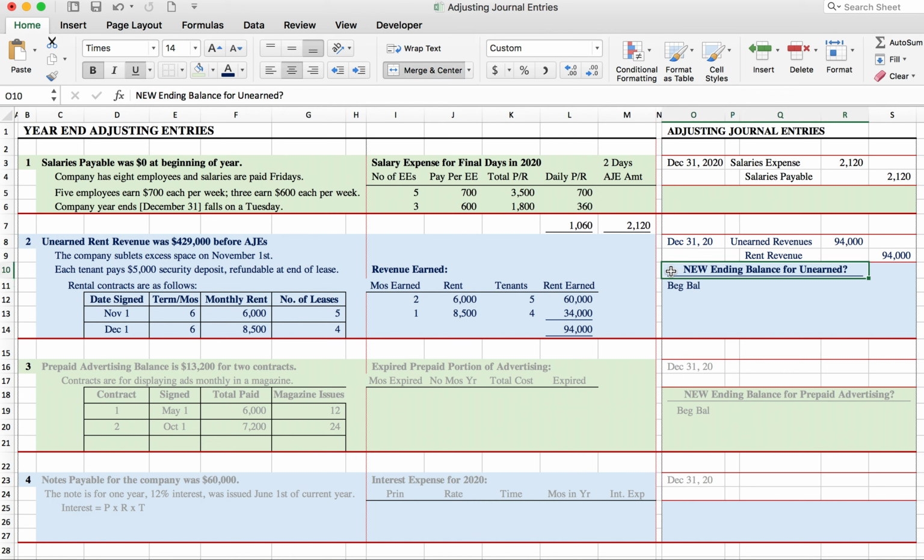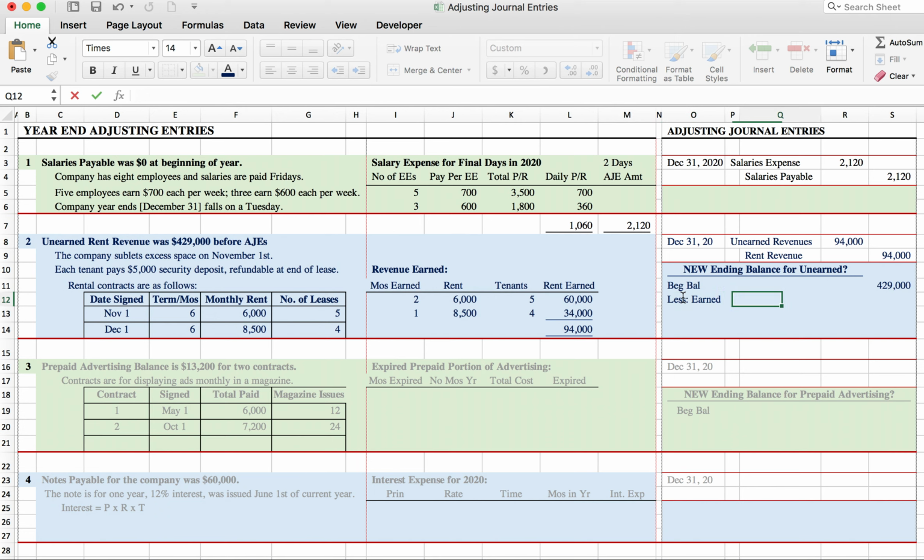Now, an important question that's a great one to ask is, what is my new ending balance for unearned? Well, let's look at that together. The beginning unearned balance, we take this across, was equal to $429,000. Now, you'll recall that's given in this first line. The amount that was earned is what I want to subtract. So the amount that was earned is equal to $94,000. So I want to subtract that.